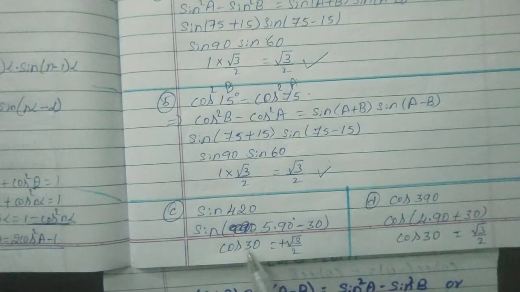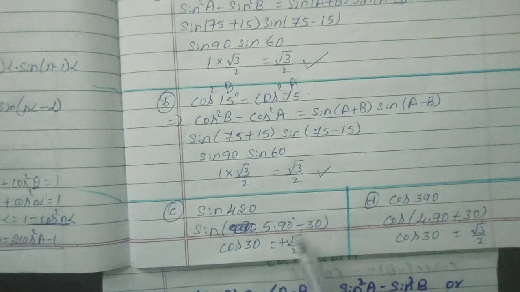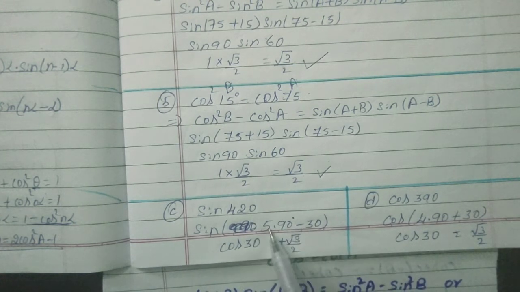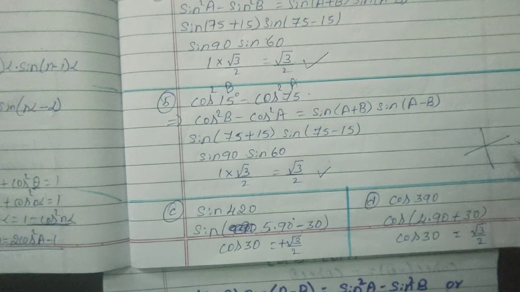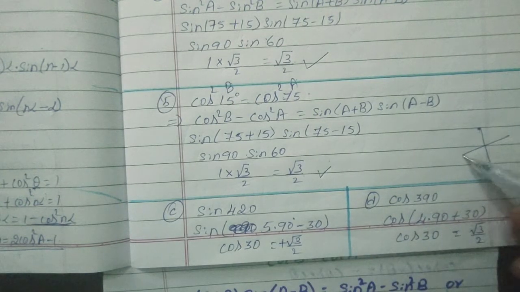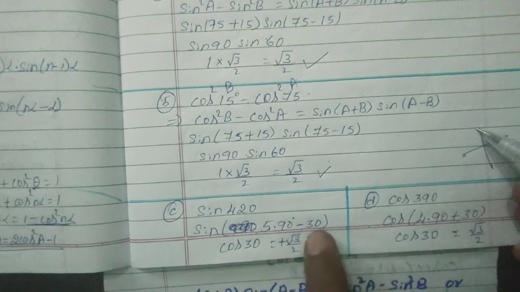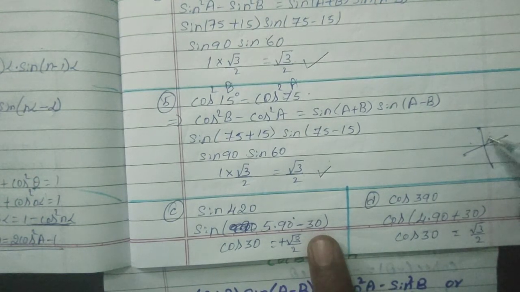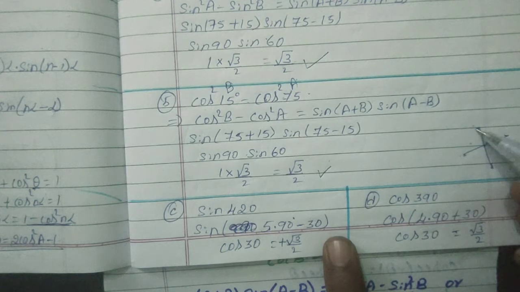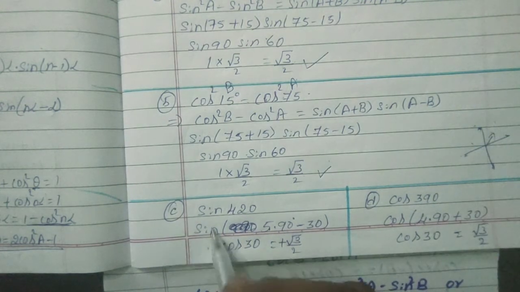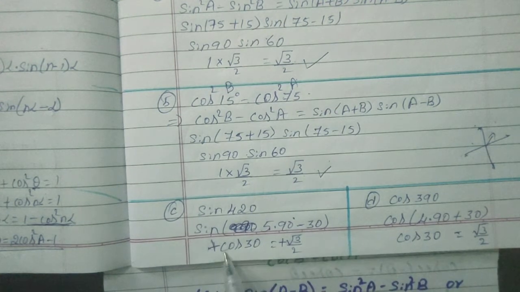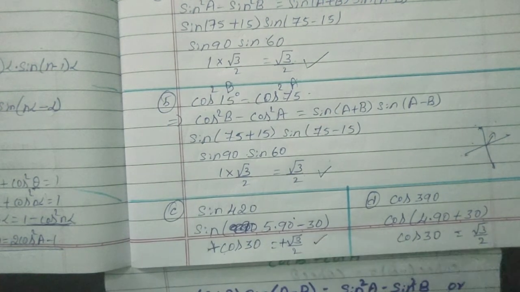You need to check the other options also, C and D. C is sin 420. This we can write as 5 times 90 minus 30. 5 times 90 is 450, 450 minus 30 is 420. It is an odd number, so sin becomes cos 30. Where does 420 lie, in which quadrant? 5 times 90: 1 time, 2 times, 3 times, 4 times, 5 times, minus 30 means first quadrant. In the first quadrant, sin is positive. Therefore my result is positive cos 30, value root 3 by 2.